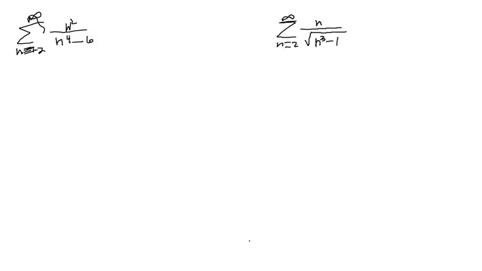Okay, now again, look at this series, this general term. If you ignore the minus 6, it's kind of like n squared over n to the fourth, which is kind of like 1 over n squared for very large n. So we suspect convergence because it's kind of like 1 over n squared, which is a p-series with p equal to 2. So we will make our comparison now. This is the limit comparison test.